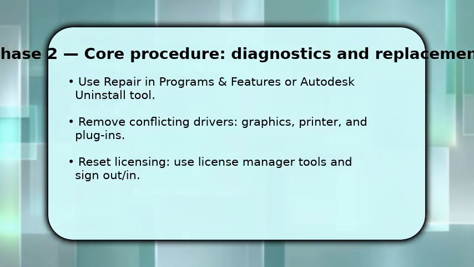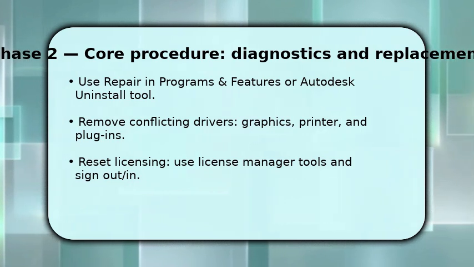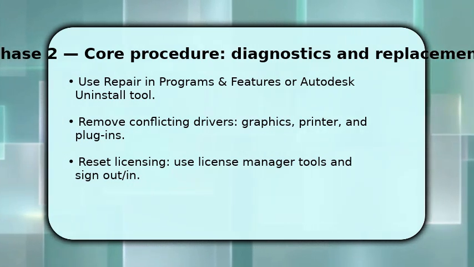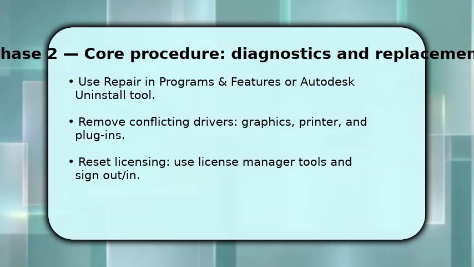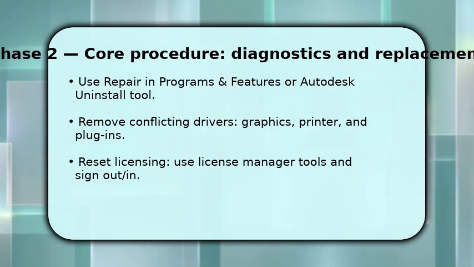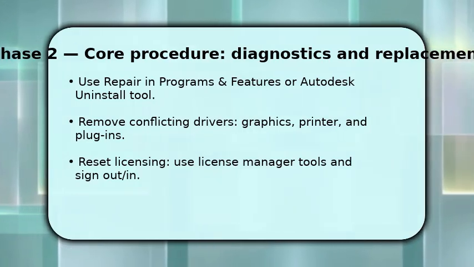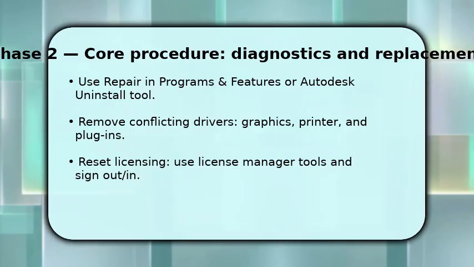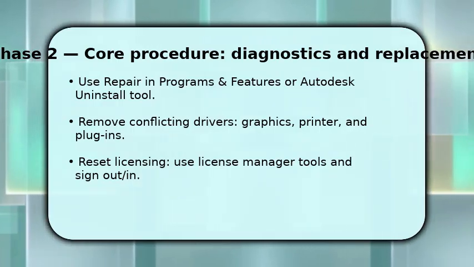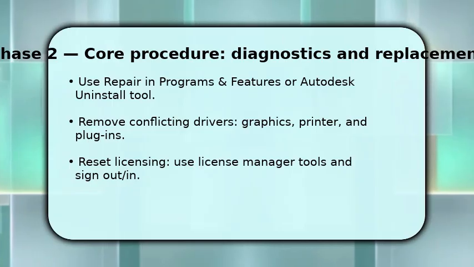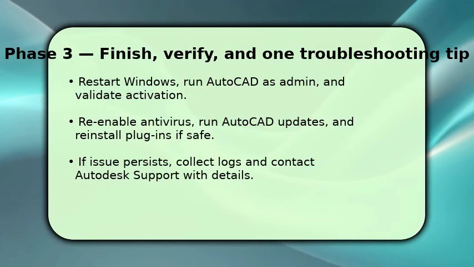Then reset licensing. Sign out from the Autodesk account, run the Autodesk licensing service repair, and sign back in to refresh tokens. These steps correct component and license mismatches that trigger the genuine Software2 message. Finish by restarting Windows and running AutoCAD 2021 as administrator to validate activation.